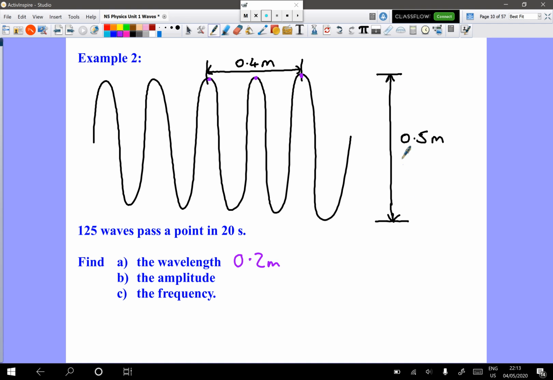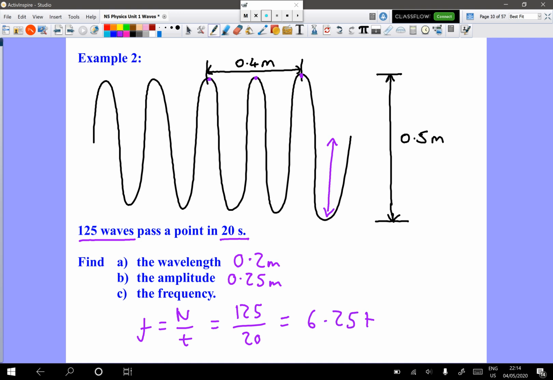Amplitude, we get that from our vertical height here, but we know that the amplitude is not the full vertical height, it's only half of it, so we're looking at 0.25 meters. Again, for the final part, we've got a wee bit more information that will allow us to figure out what the frequency is. So we're given 125 waves in 20 seconds. So again, it's f equals n over t. 125 divided by 20 is going to give us 6.25 Hertz.